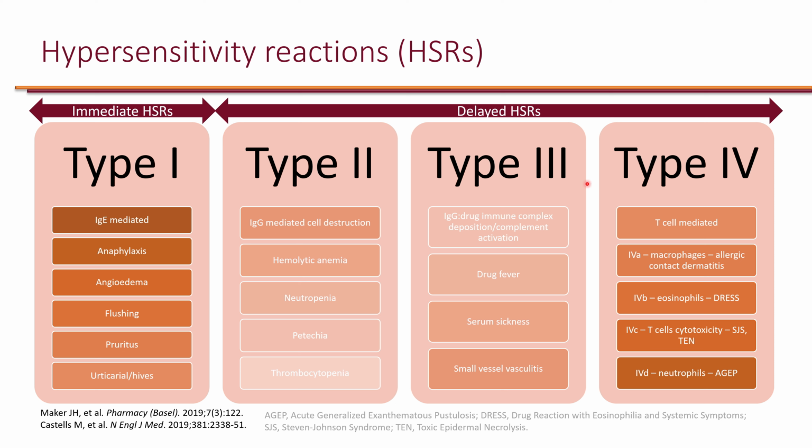Now, type 2 through type 4, these are the delayed hypersensitivity reactions. By delayed, they're not going to occur within an hour. It will take some time, sometimes even days or weeks. Type 2 is the IgG-mediated cell destruction. And things like hemolytic anemia, neutropenia, petechiae, and thrombocytopenia can manifest as a result of this. Type 3 is IgG-mediated immune complex deposition and complement activation. And things like drug fever, serum sickness, and small vessel vasculitis can manifest as a result of this.